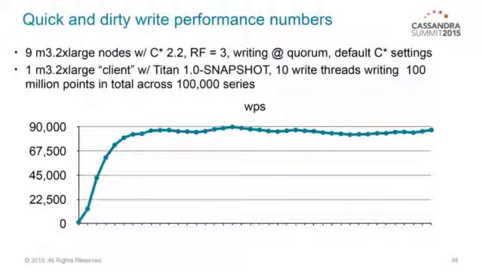Set up one other node that was this client that was writing time series data, 100% write workload into this cluster, 10 write threads, committing, I think, 50 of these observations at a time across 100,000 different series. So you could think of that as 100,000 different sensors or something that you're writing data to.